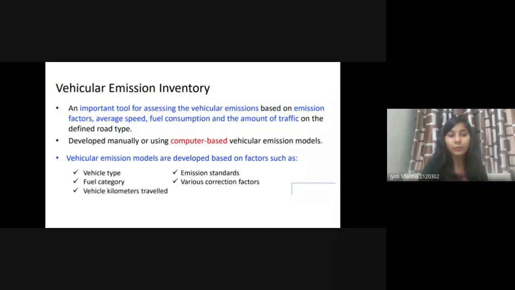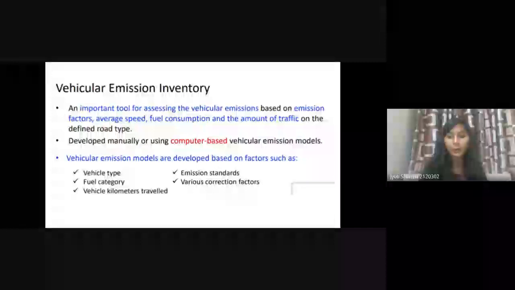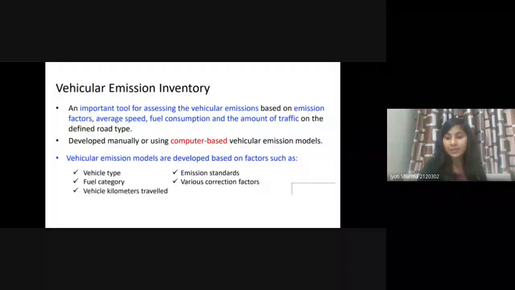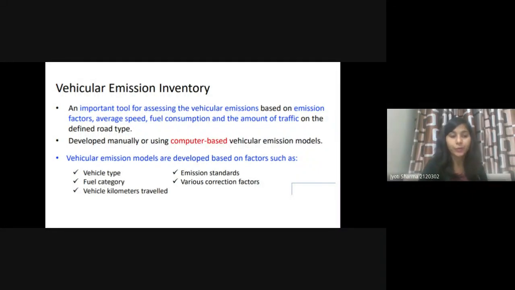Then if we are talking about the vehicular emission inventory, this is an important tool for assessing the vehicular emission based on the emission factors. These are average speed, fuel consumption, and the amount of traffic on the defined road type. You can develop it manually as well as computer based. Right now, the researchers are working very hard to make it a computer based vehicle emission model. Then there are factors we already talked about: vehicle type, fuel category, vehicle kilometer traveled, emission standard, and various correction factors.